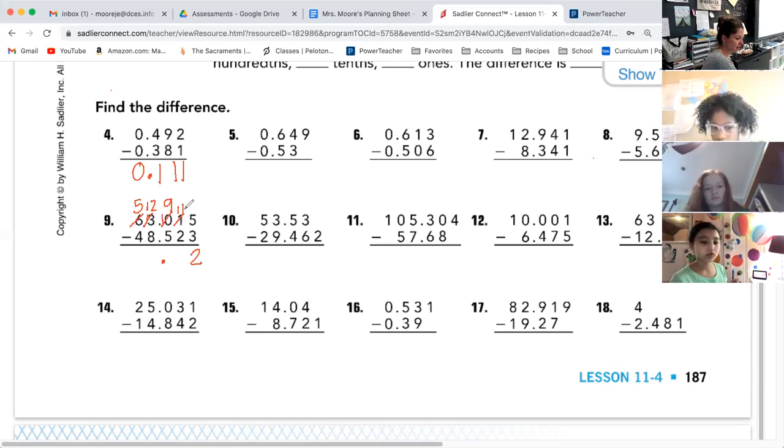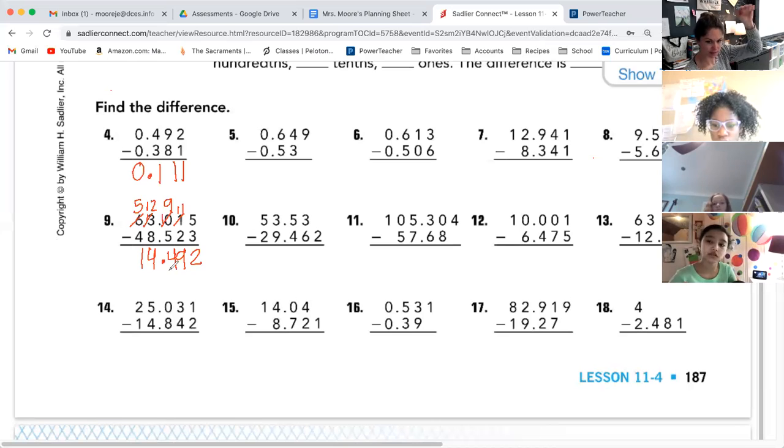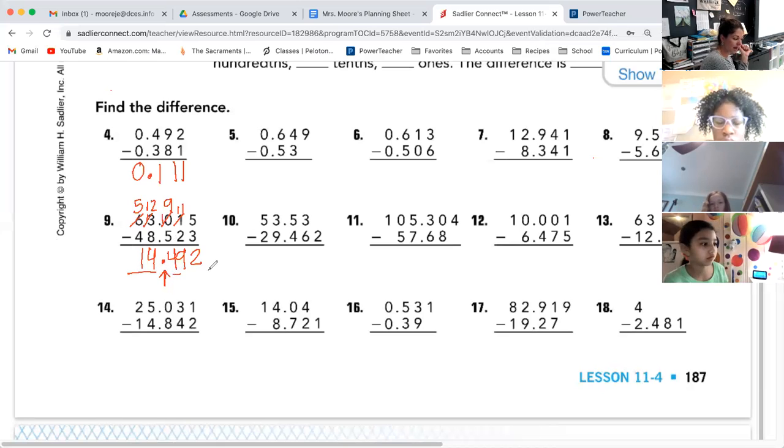Let's just subtract. 11 minus 2, that's a 9. 9 minus 5, that's a 4. 12 minus 8, that's a 4. And 5 minus 4, it's 1. So in all, we should say the difference is, let's say it like a mathematician, 14 and 492 thousandths. Good job. We say the number in front of the decimal, then we say and, then we say the number behind the decimal and its position that it lands in.